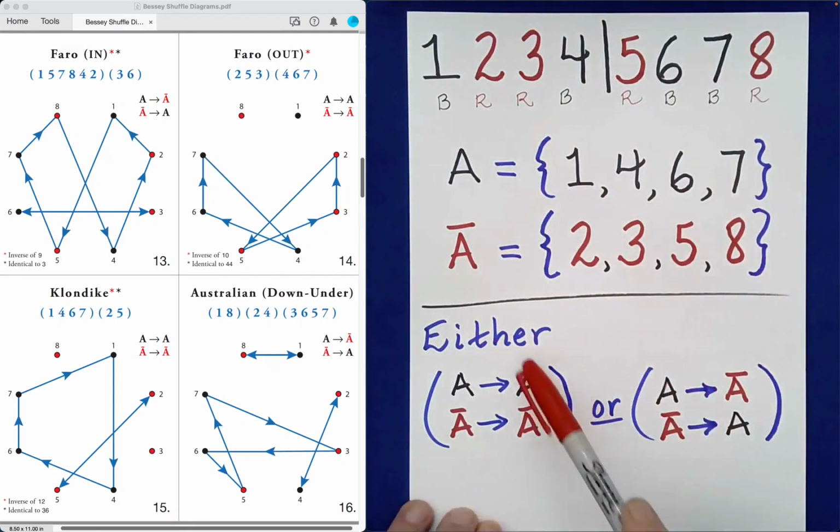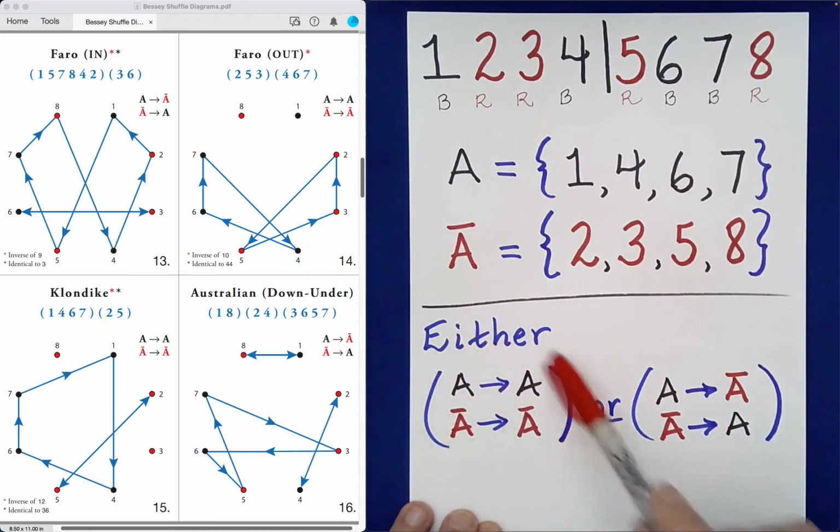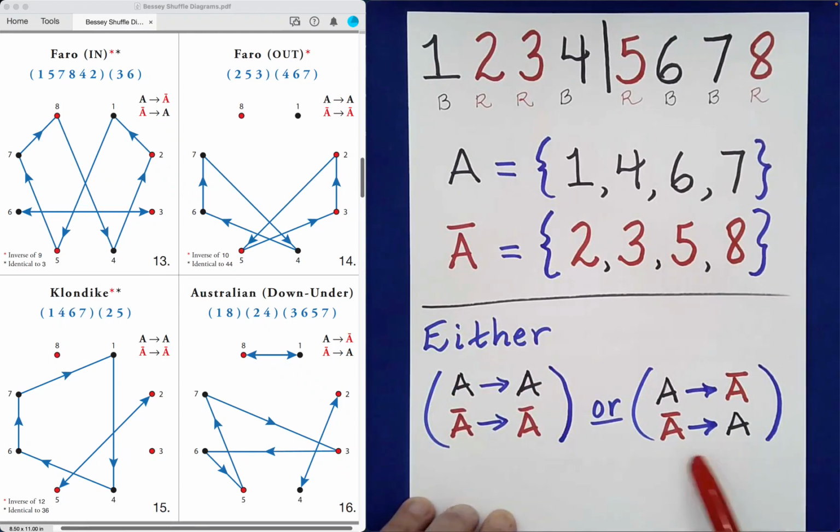Also, as we will see, there are times when the Bessey sequence is preserved exactly, and we'll show you what that means in just a moment, or it will be converted to what we call an inversion of the sequence.